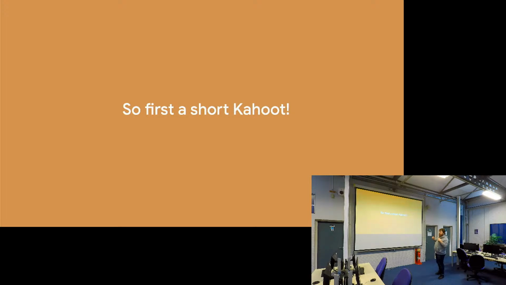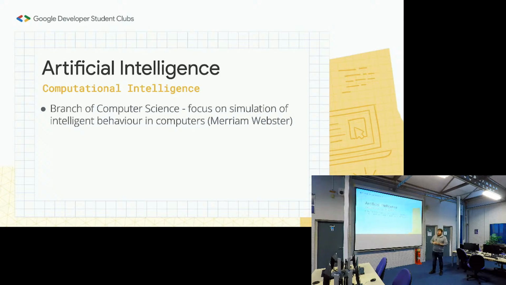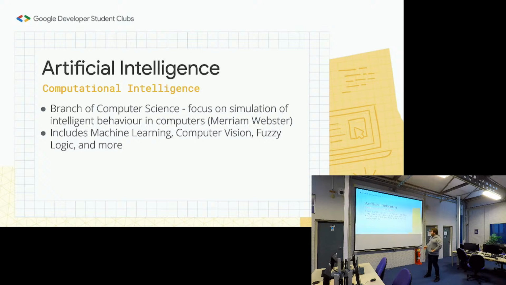So now we're going to start our actual session. Next slide, please. So we're talking today about artificial intelligence, machine learning, deep learning. Artificial intelligence is a branch of computer science, and the main focus of it is the simulation of intelligent behavior. So that's taking data and doing something marginally correct from that. Next slide, please. So that includes, as I mentioned before, machine learning, computer vision, fuzzy logic.